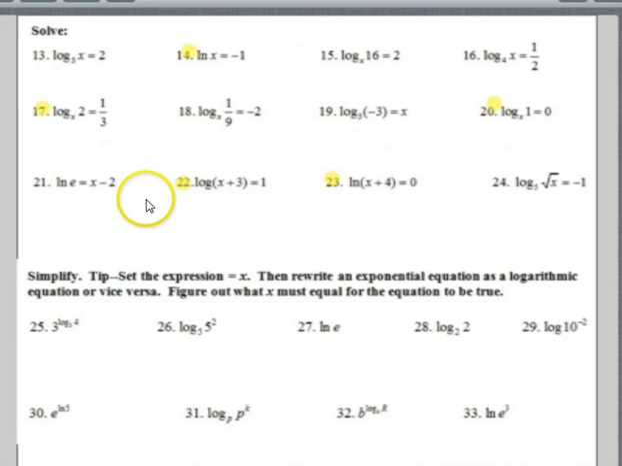In this next section, I'm going to do certain problems, the ones highlighted in yellow, along with you, and then leave you to do those others yourself and then check your answers. So let's get started on number 14. Number 14 says natural log of x equals -1. Whenever we have something written in logarithmic form, I want to convert it to exponential form in order to solve.